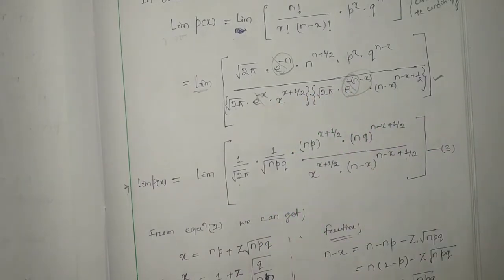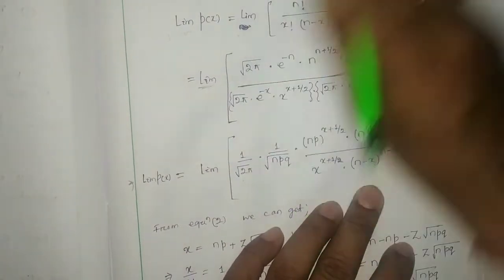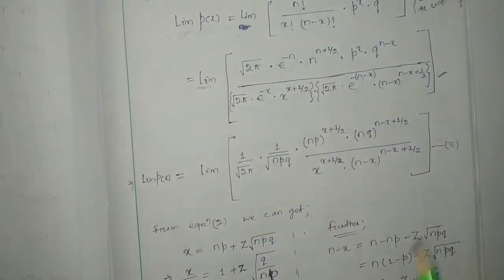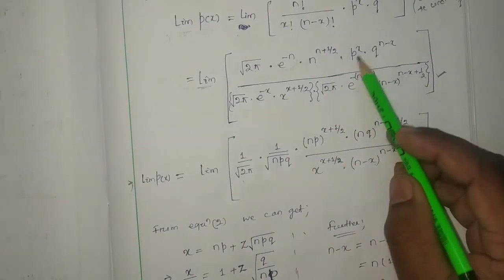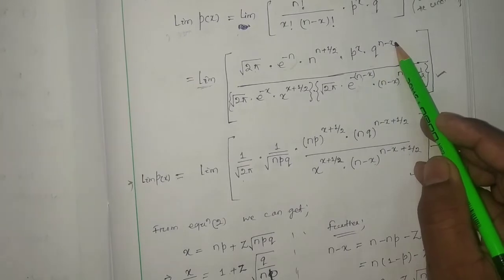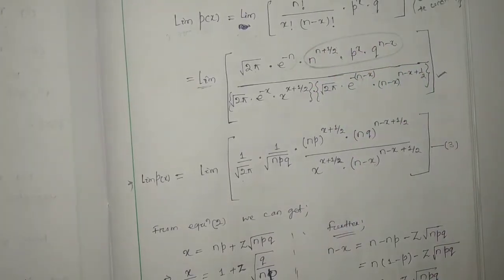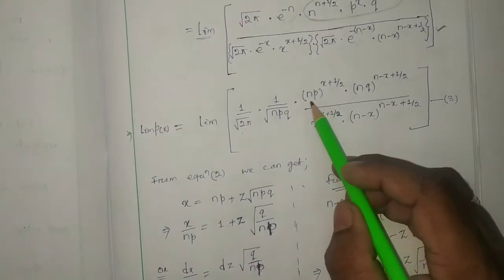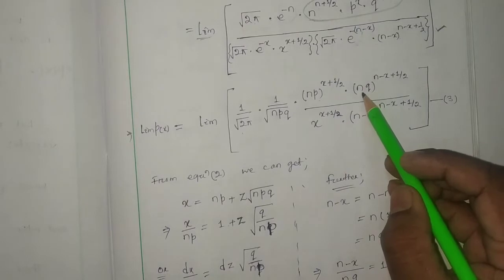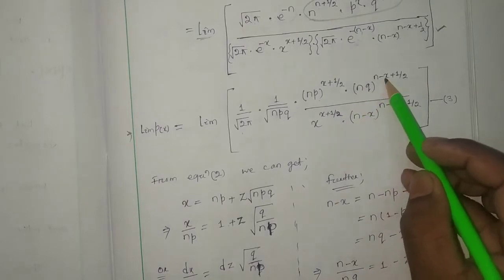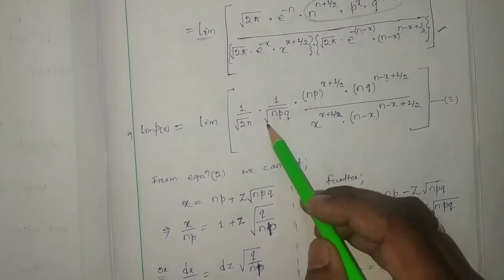Okay. Now what we got: n to the power n plus 1 by 2, p to the power x, q to the power n minus x. This much can be written as np to the power x plus 1 by 2 into nq to the power n minus x plus 1 by 2, divided by npq whole root over.